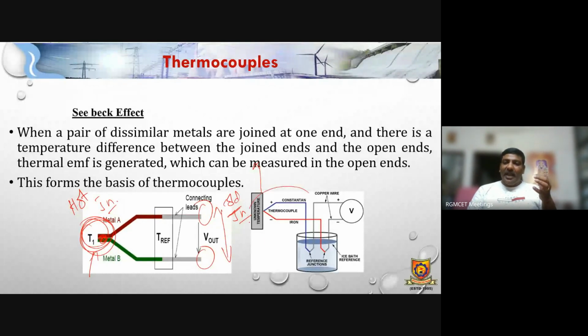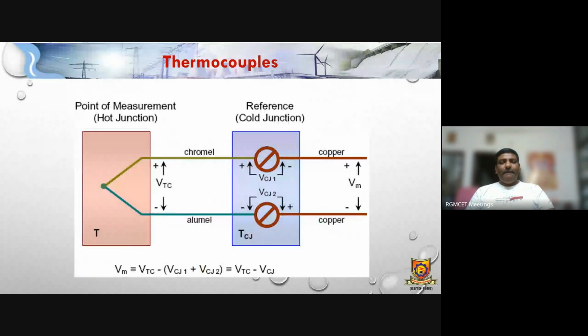Right. So hot junction and cold junction. Here we can have the two metals, chromel and alumel. These are the two dissimilar materials connected at one end, and the two different ends are connected to the reference junction, where we can have another connectivity through copper wires. Okay, so here we are going to get the voltage. That voltage will be collected through the normal copper wires.